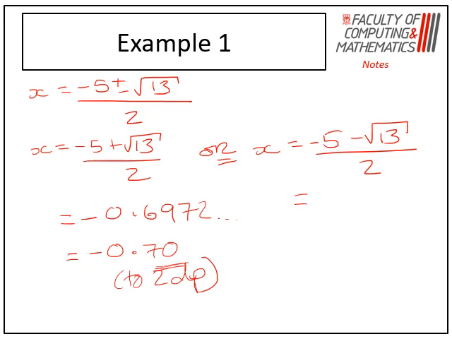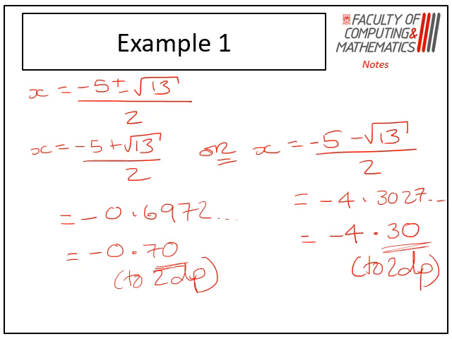You're going to do the same thing for the second version, which is the negative version of root 13, and you're going to divide that by 2. So we should have negative 4.3027, etc. To 2 decimal places, that's going to be negative 4.30. And again, because it's asked for 2 decimal places, make sure you've got that 0 in, please, folks.